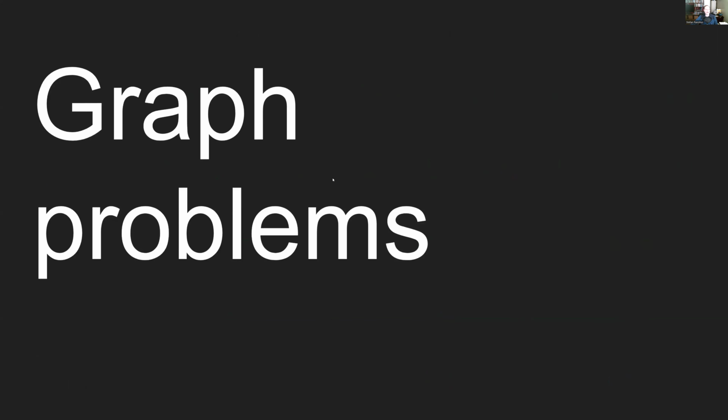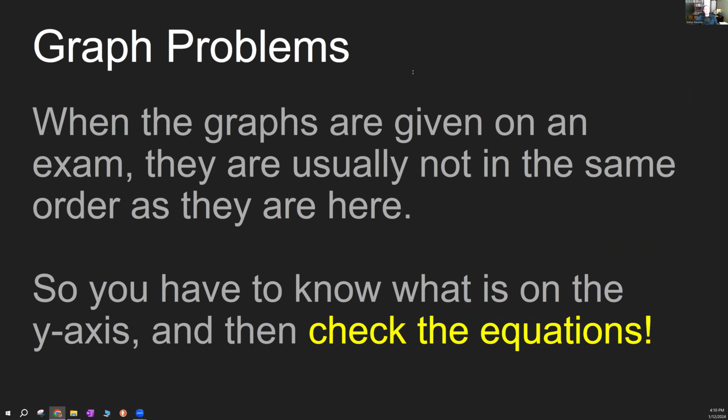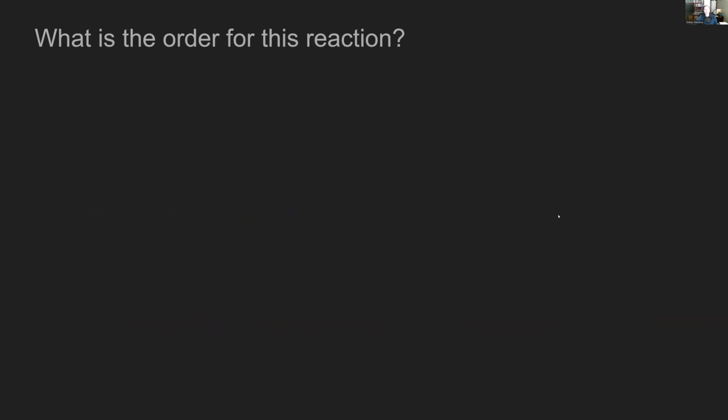All right, so now there are some graph problems with these. The graphs that I gave you were in order every single time. They were always consistently the concentration first, the natural log second, and then the inverse graph last. But that's not necessarily the way that you're going to get them when it comes time for a quiz or an exam, or for that matter, the AP test. So what you have to do is look at the graph, look at what's on the x-axis and the y-axis, and then figure out which equations you're going to use, and you'll be able to figure out the order of the reaction.